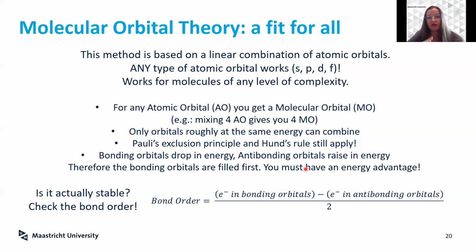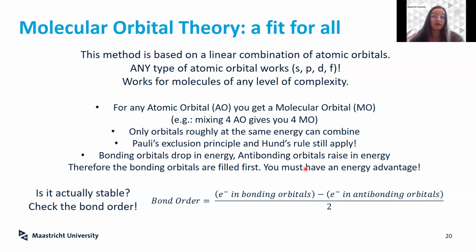So the main rule is that for any atomic orbital that you combine, you will find yourself with an equivalent number of molecular orbitals. You cannot just cut out some molecular orbitals because you don't want them. You combine 1 and 1, you will find yourself with 1 and 1. You combine 4 atomic orbitals, you will find yourself with 4 molecular orbitals.